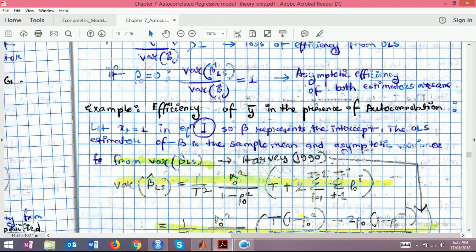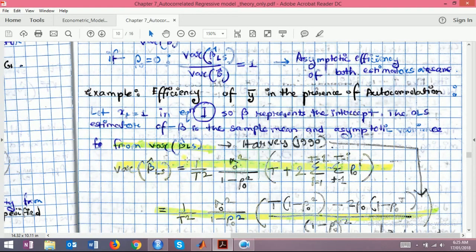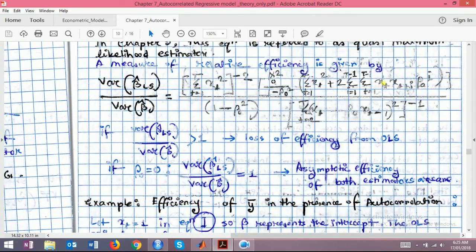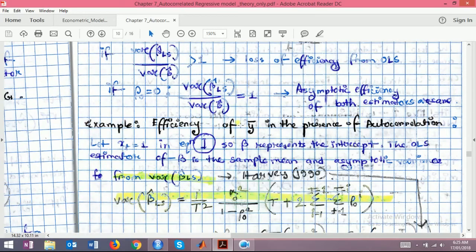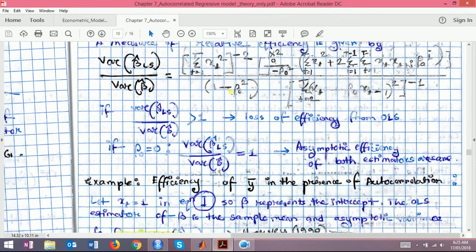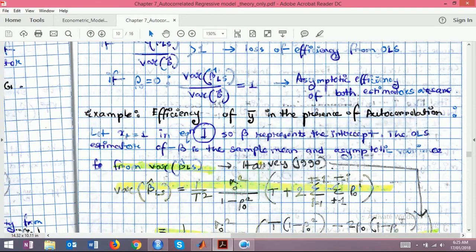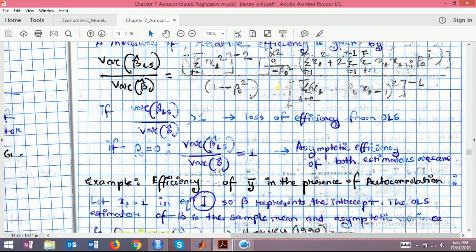Beta represents the intercept. The OLS estimate of beta is the sample mean. The asymptotic variance of beta hat least square: the variance of beta hat least square is 1 by t square sigma naught 1 minus rho square. From here actually we don't have any x's because we don't have any x here. It is sigma square divided by 1 minus rho square. This element is gone, it's not there.